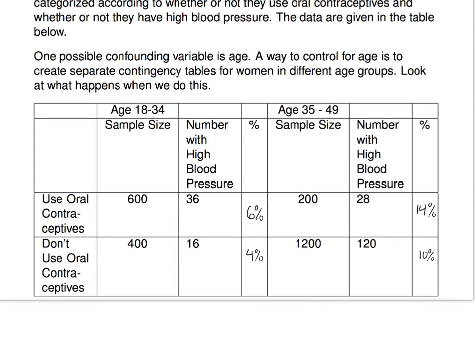And the thing that's funny here is that you notice that in the using oral contraceptives group, in both age categories, the percent with high blood pressure is higher than in the other group, which is different than it was for the original group.